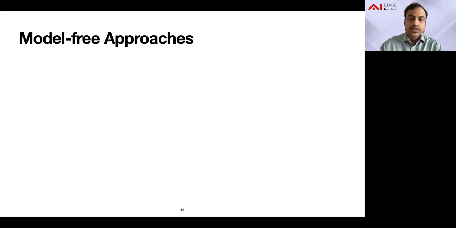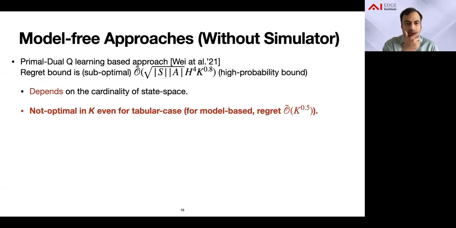But there are also other approaches without a simulator, for example primal-dual Q-learning. If you see the result here, this regret bound depends on the cardinality of the state space. That means if you have infinite cardinality, this result does not make any sense. And even the regret bound is not optimal in K, even for the tabular case. For example, for model-based, the regret bound is K to the power 0.5, and here it is K to the power 0.8.